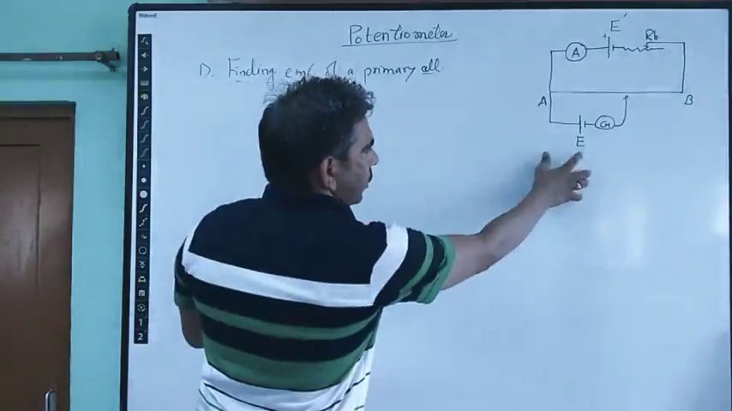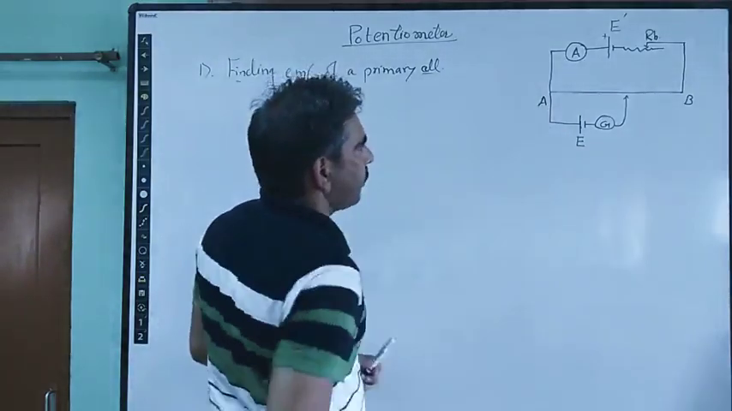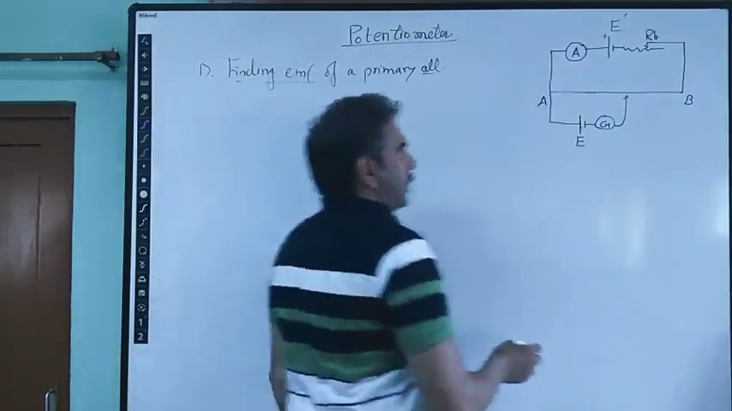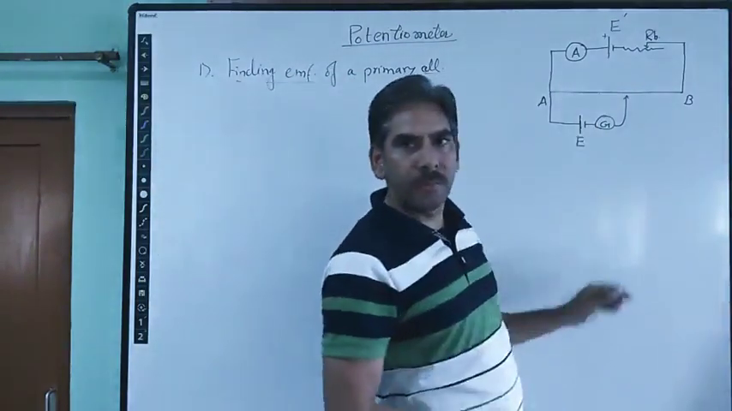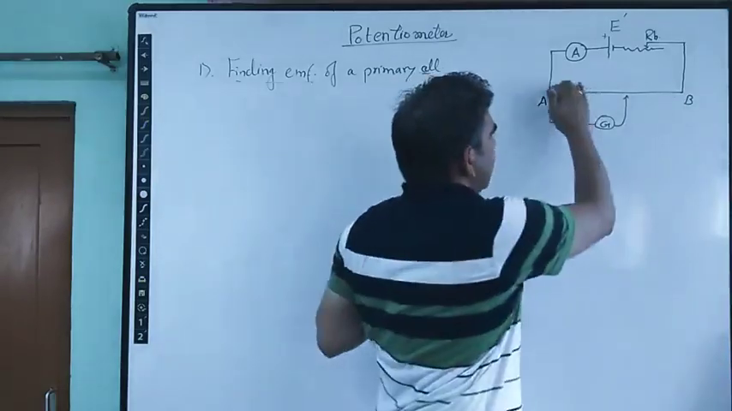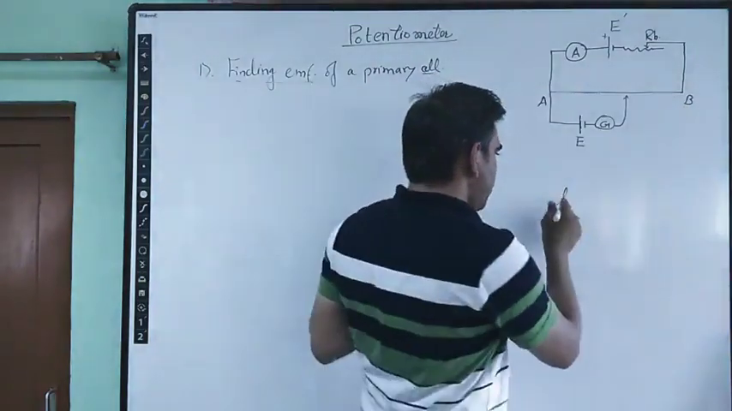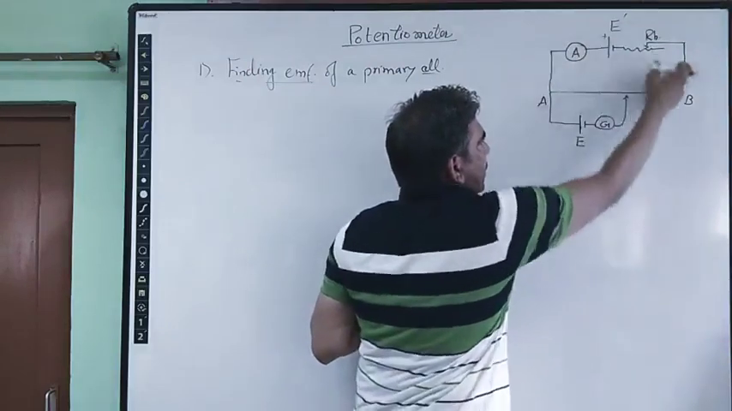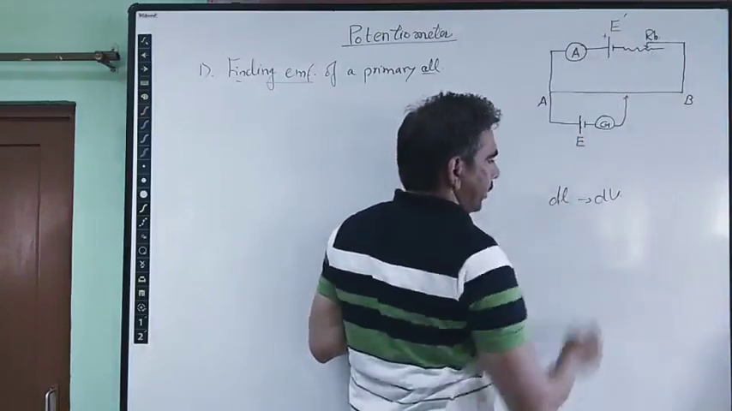So we connect the cell whose EMF is to be found in this way. Before proceeding, we check the potential drop, or we can say the potential gradient, of this potentiometer wire. Suppose the length of the wire is L, or let me call it dL for simplicity, across which some potential difference is applied. Suppose it is dV, with the help of this auxiliary battery.